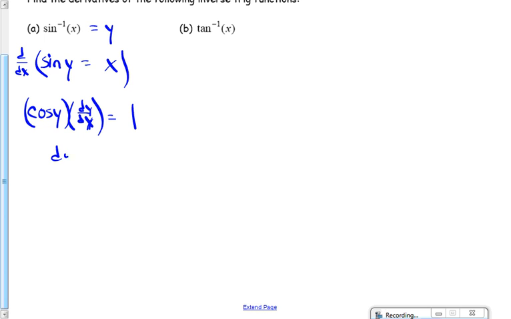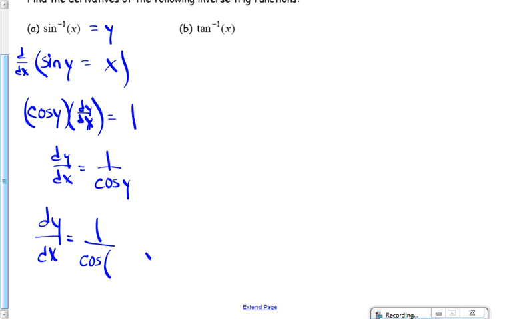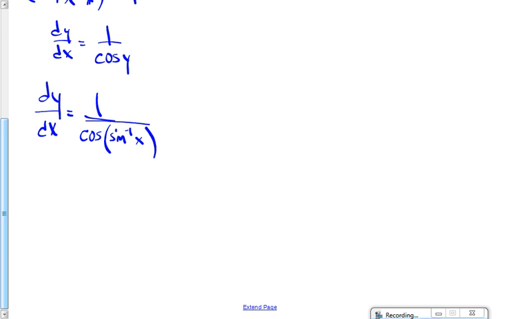How do we solve for dy dx? Divide by cos. So dy dx, the derivative, is equal to 1 over cos y. We good there? Done? We're not done. What do we need to do? Substitute for y, right? So dy dx is equal to 1 over the cosine of, what's y again? Sine inverse. Gosh, you know why we did that last page? Now, honestly, I don't know how often this is going to be useful in your life, but go back to the last page and find out what the answer to that was. What is cosine of sine inverse of x?